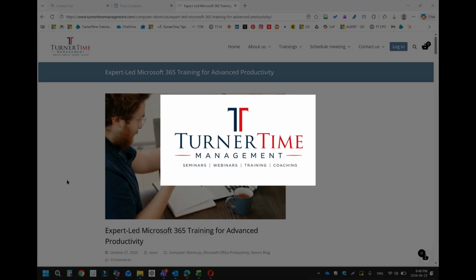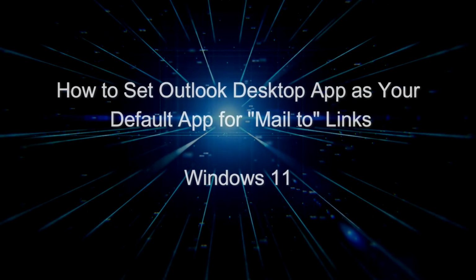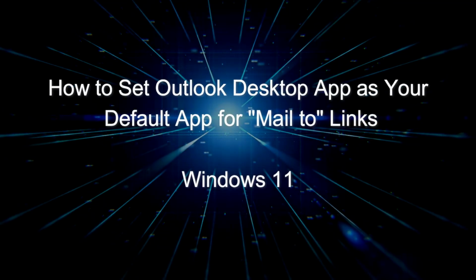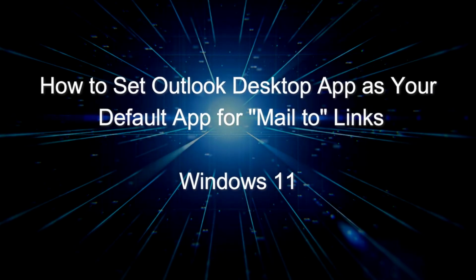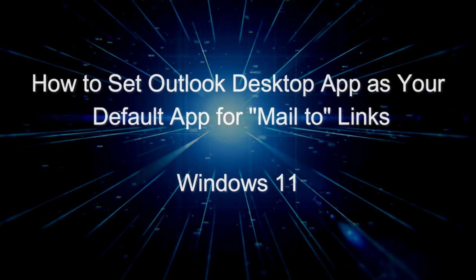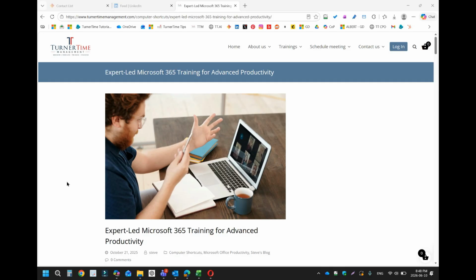Hi, welcome to TurnerTime. This tutorial is on how to set the Outlook desktop app as your default app for mailto links in Windows 11. If your default email opens up in the browser and you want to change it to open in your classic Outlook, in this tutorial you will learn how you can make that change.